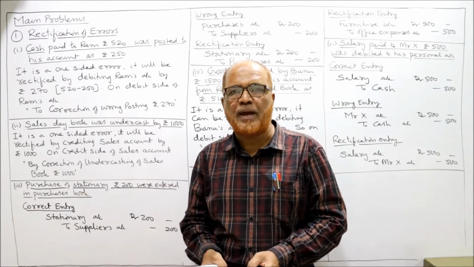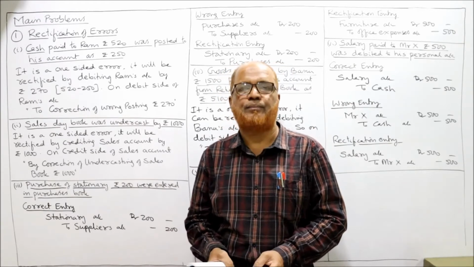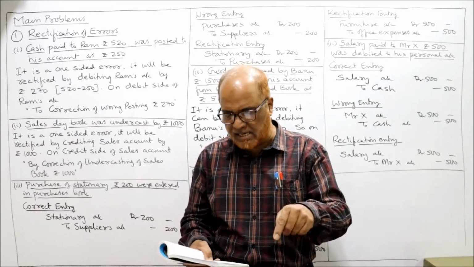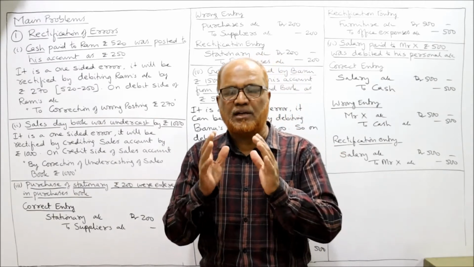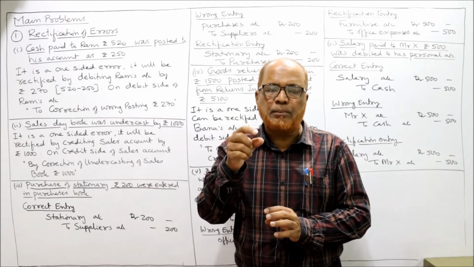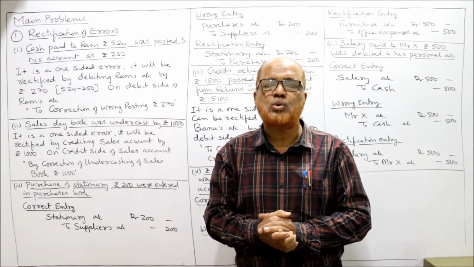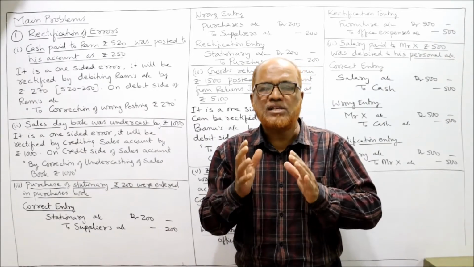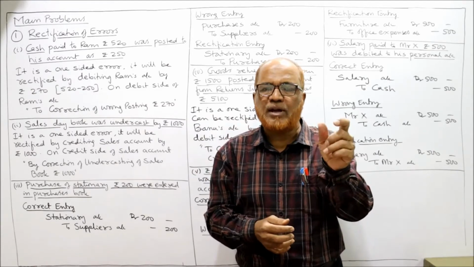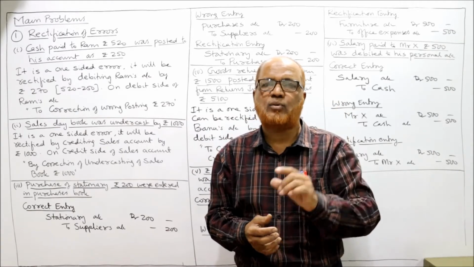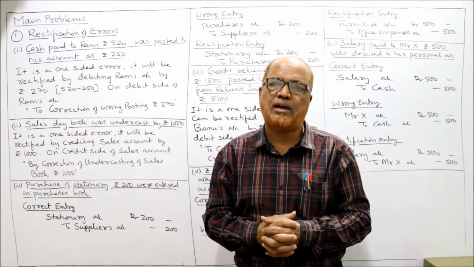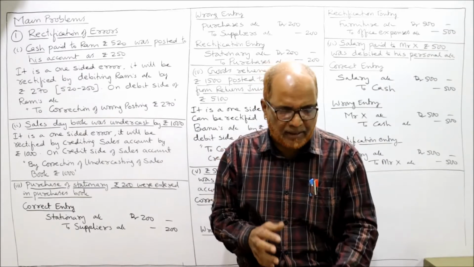Now first, cash paid to Ram rupees 520 was posted to his account as 250. See the error. Cash paid to Ram rupees 520, by mistake his account was debited by 250. First of all, what is the correct entry when cash is paid to Ram? Ram account debit to cash. Ram's account should have been debited by 520, but instead of debiting 520, by mistake only 250 rupees was debited.